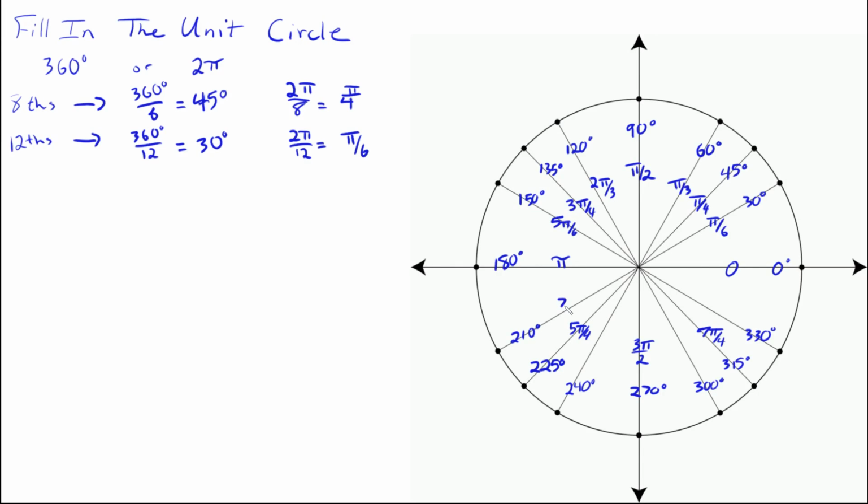6 pi over 6, 7 pi over 6. 8 pi over 6 is 4 pi over 3. 9 pi over 6. 10 pi over 6 is 5 pi over 3. And then finally 11 pi over 6. The next one would be back to 2 pi. So there's all your angles just by using the fact that you're going by eighths and twelfths, and that you know that there's 360 degrees in a circle and 2 pi radians in a circle. The next thing we want to do is come up with these points here.